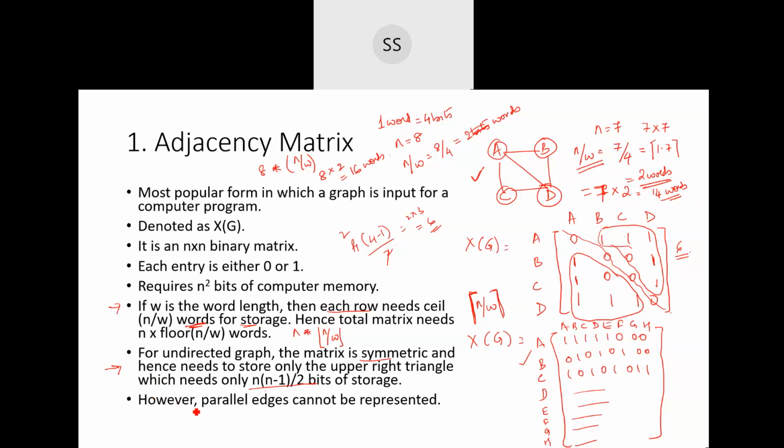The parallel edges cannot be represented. Obviously, only one edge can be represented. That is, an edge which exists between A and C can be represented, but parallel edges cannot be represented in a structure like the adjacency matrix.